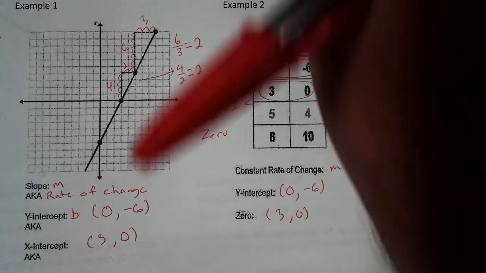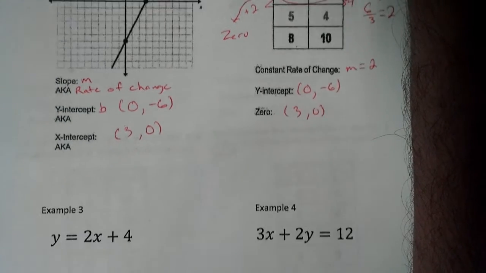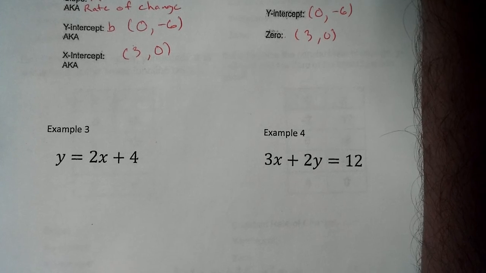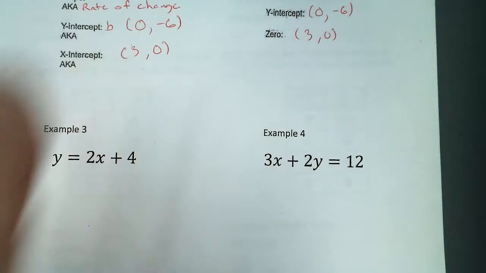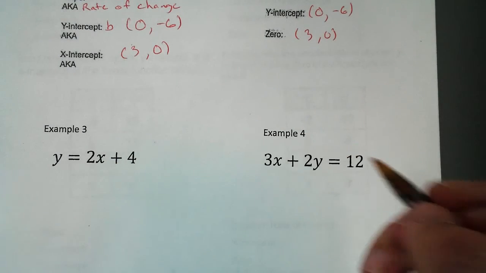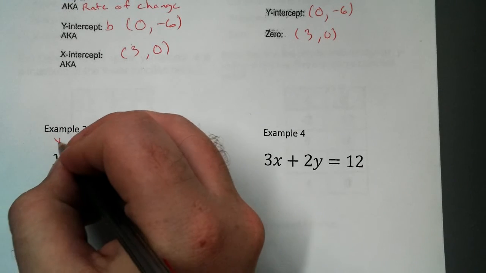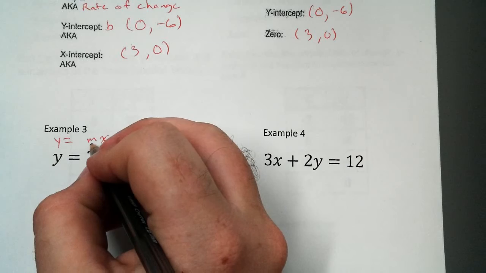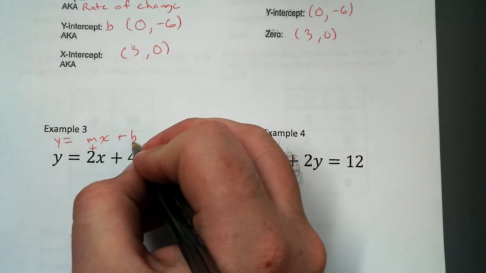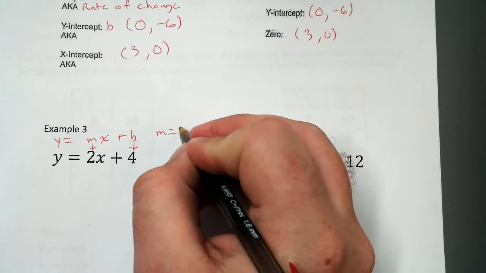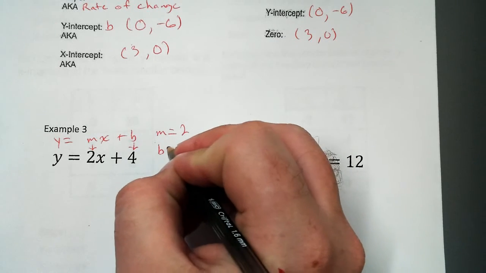Alright, let's move to the bottom examples. Now, on example 3, let's find the constant rate of change, the x-intercept, and the y-intercept. I'm going to go through 2 different methods. Well, we know that this is in slope-intercept form: y equals mx plus b. Remember, your m is your slope, which is 2. Our b is our y-intercept. So on this one, I have 2 right off the bat. My slope is 2. My intercept is 4.